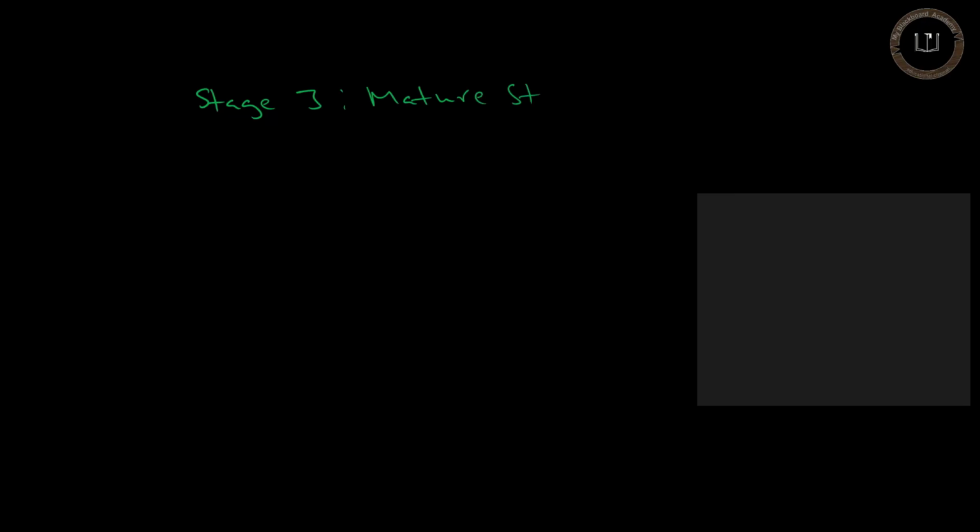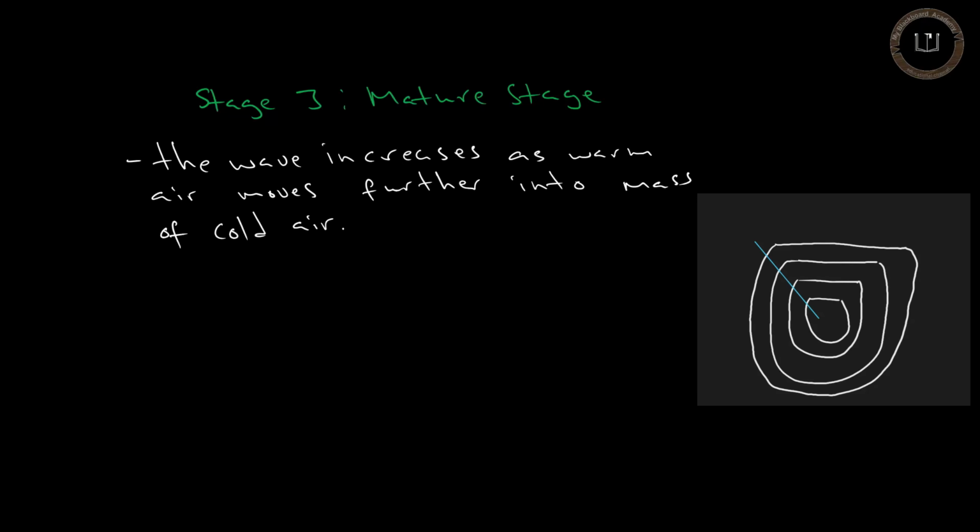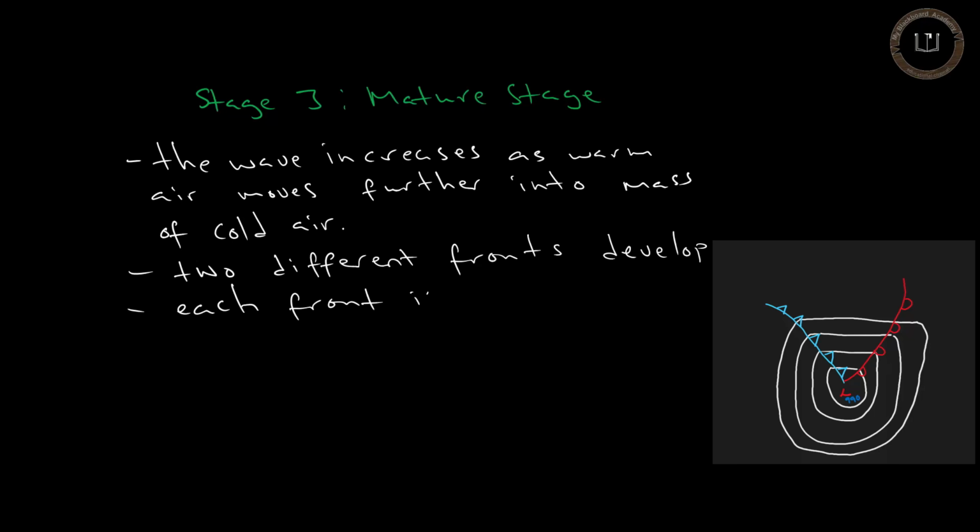The mature stage occurs in about 24 hours after the initial formation of the cyclone. The wave increases as warm air moves further into the mass of cold air. Warm and cold sectors are fully established. The two fronts develop, marking the boundaries between cold air and warm air masses. Each front is named after the air that is behind it.